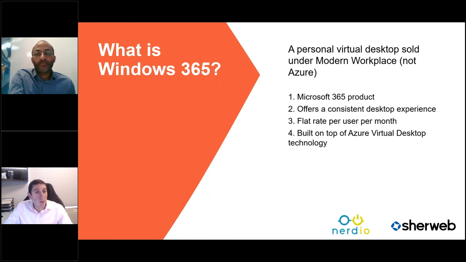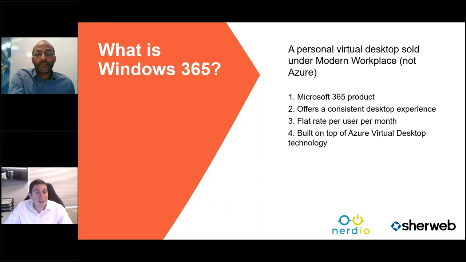Whereas with Windows 365, it works exactly the same way as Office. You buy a license, whether you assign it or don't assign it to a user, that's a cost. It's flat, it's fixed, it's predictable. You know how many users you have and exactly how much this is going to cost you.